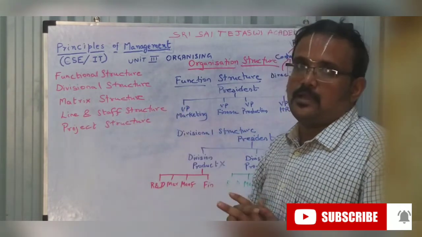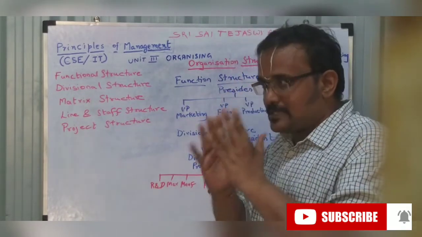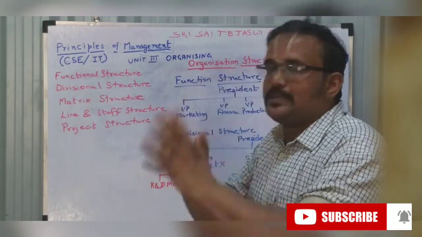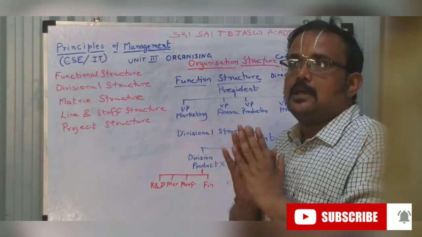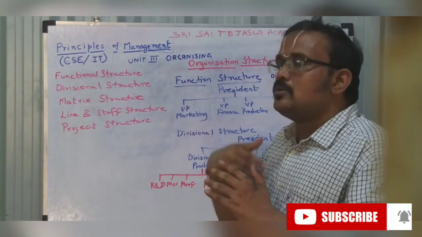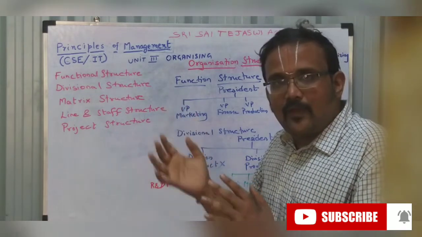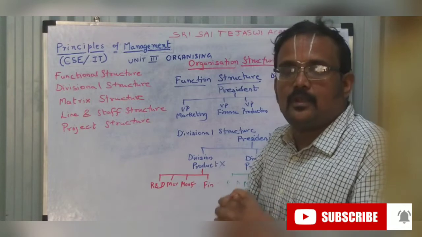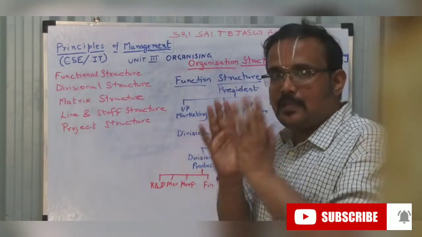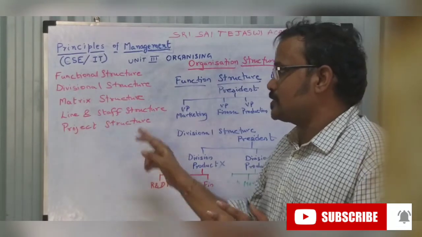Line and staff. In manufacturing, for example, or the best example would be construction, there is a team inside which is doing the construction. The project manager is there, site staff is there. With that, there will also be staff for supporting. The accounts department, finance and R&D will support the site people, the main execution people. So main execution will be line, supporting will be staff: line and staff structure.